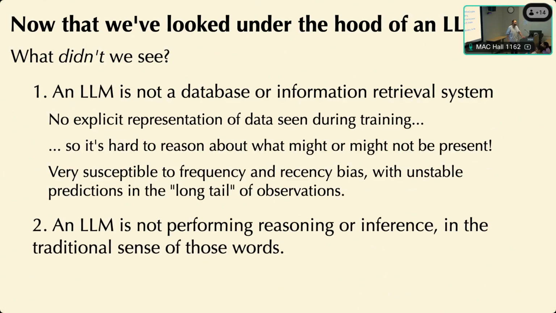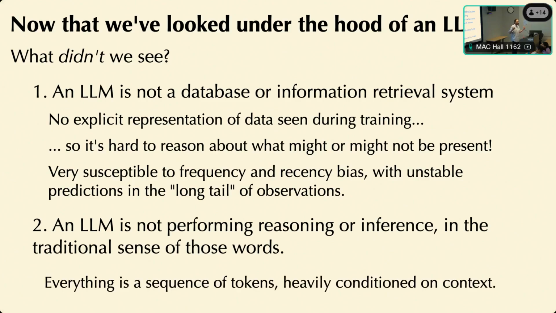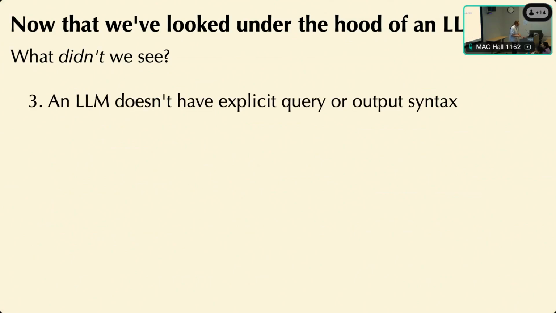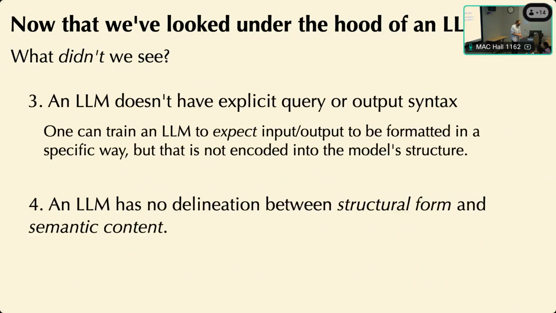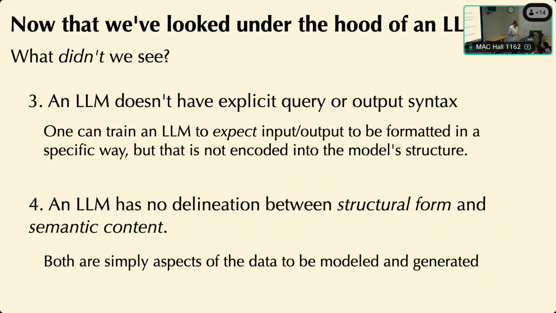It's also not performing reasoning in the way that a good old-fashioned AI symbolic reasoning model is, right? It's not applying De Morgan's law to help disentangle a logical thing. It is looking at associations and probabilities and picking out of the hat, which sometimes looks on the surface a lot like reasoning, but we'll see some examples of how that's not there. It also doesn't have a query syntax and also no delineation between form and content. Those are both things that it's trying to learn.